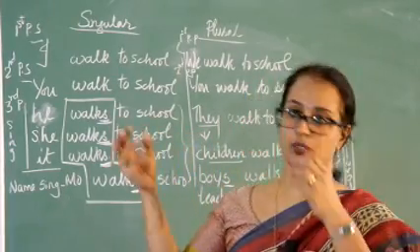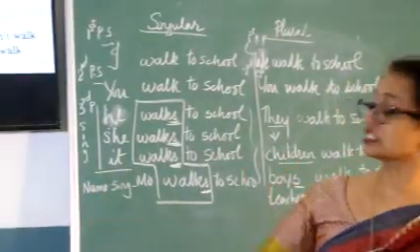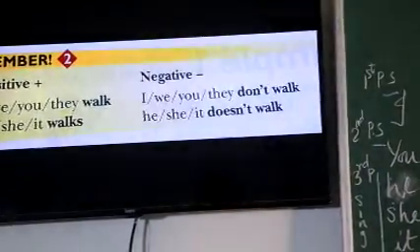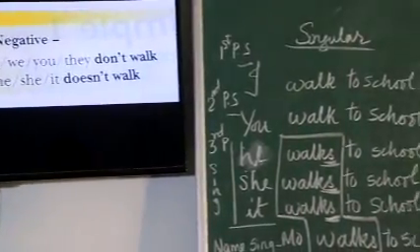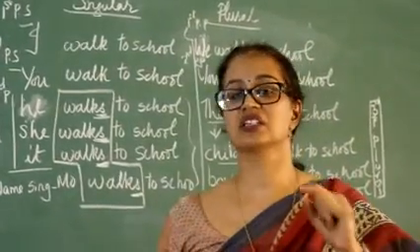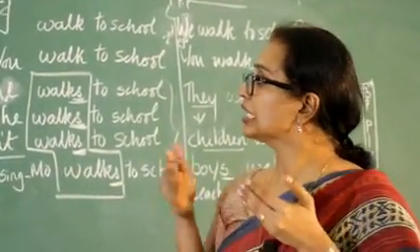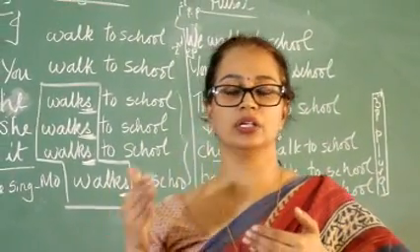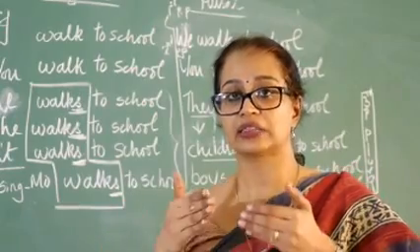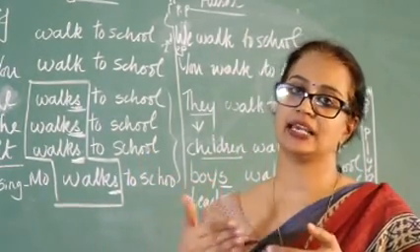He doesn't walk to school. She doesn't walk to school. It doesn't walk to school. Not he don't walk to school. Not she don't walk to school. Not it don't walk to school. That's an incorrect way of saying it. Alright? That's wrong. So he doesn't walk to school. She doesn't walk to school. It doesn't walk to school. So that is when you have it in the negative, when you have a negative sentence.